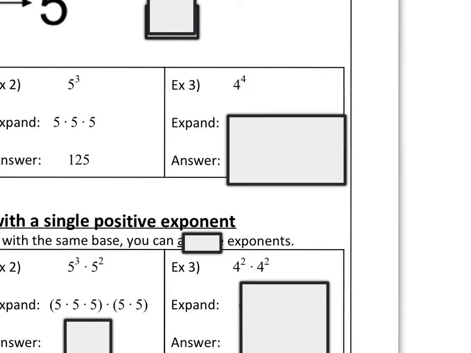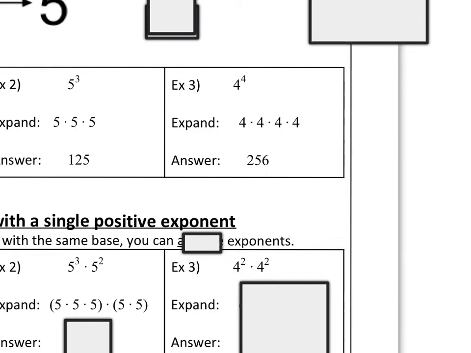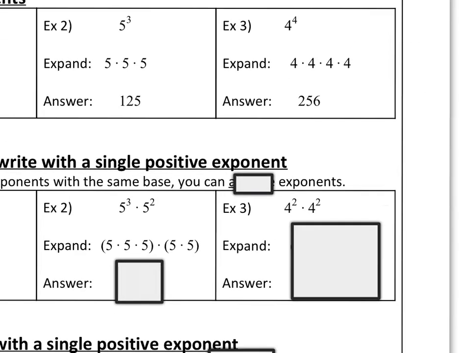Okay, if we expand that, we'll get 4 times 4 times 4 times 4. That's 4 multiplied by itself 4 times, which would give us an answer of 256.